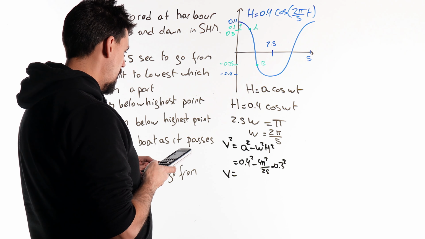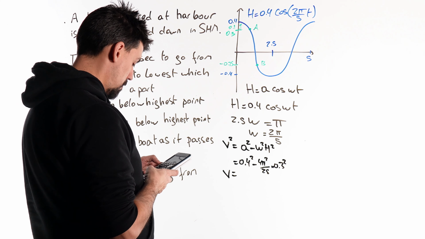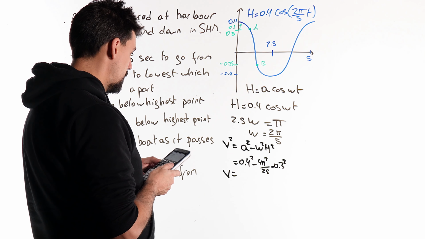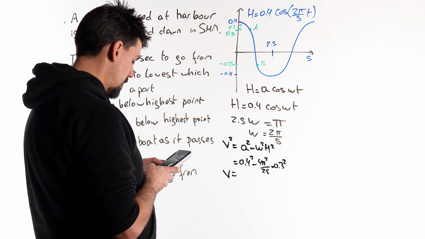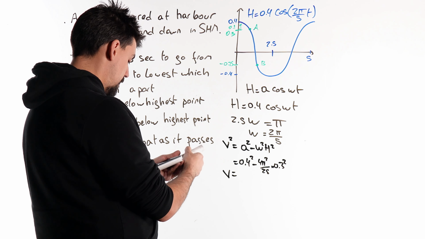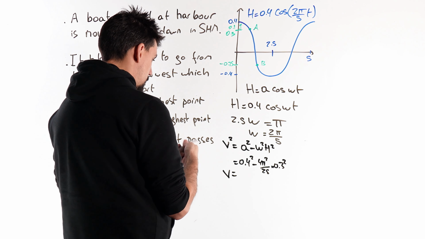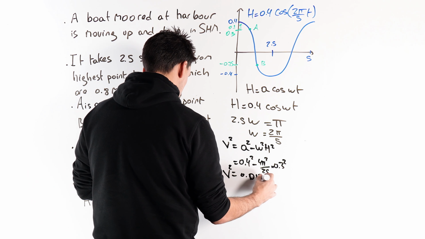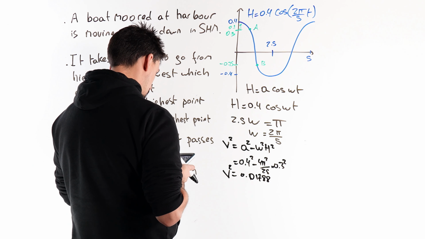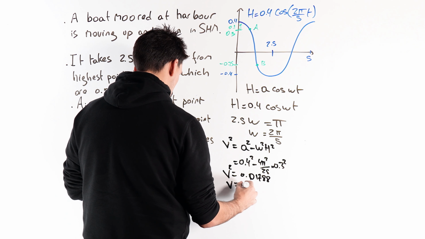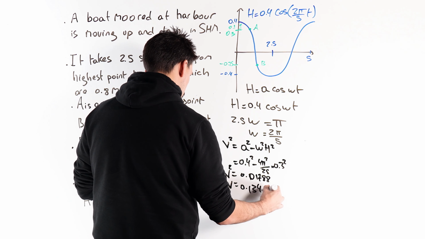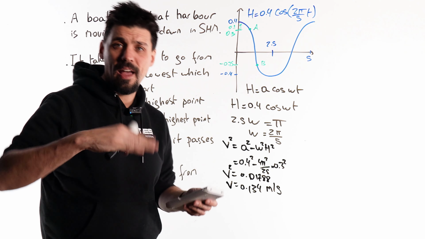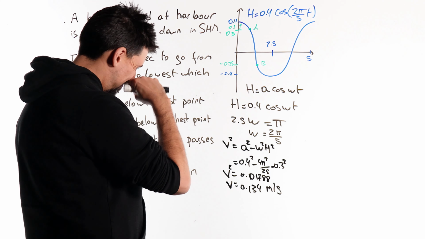0.4 squared minus 4 pi squared over 25 times 0.3 squared. I make v squared 0.01788. So I make v equals 0.134 meters per second. Nothing too crazy, and you would hope that that boat isn't going super duper duper fast.